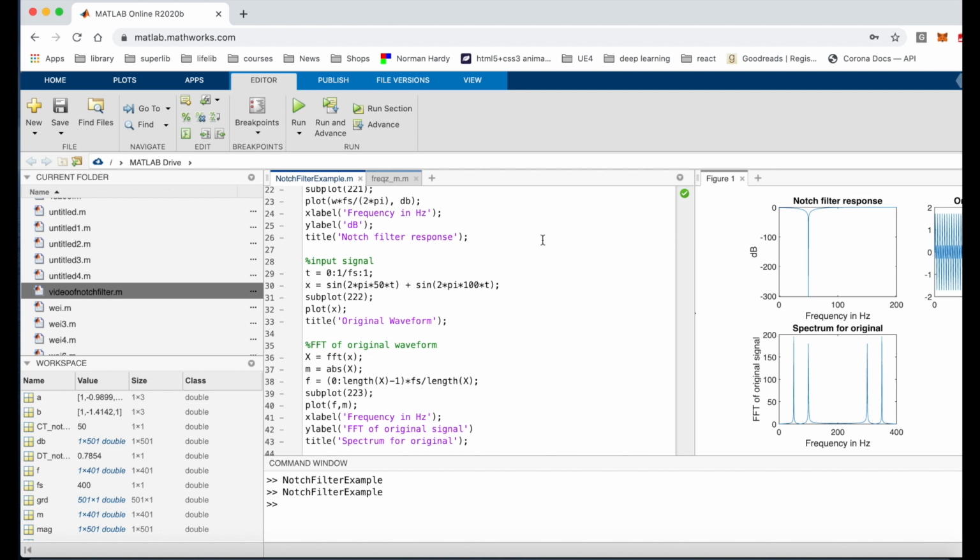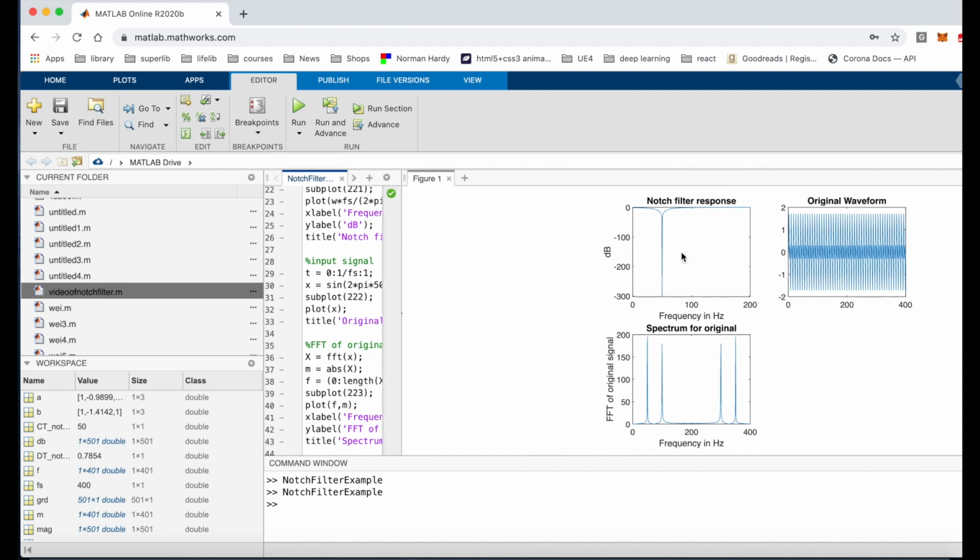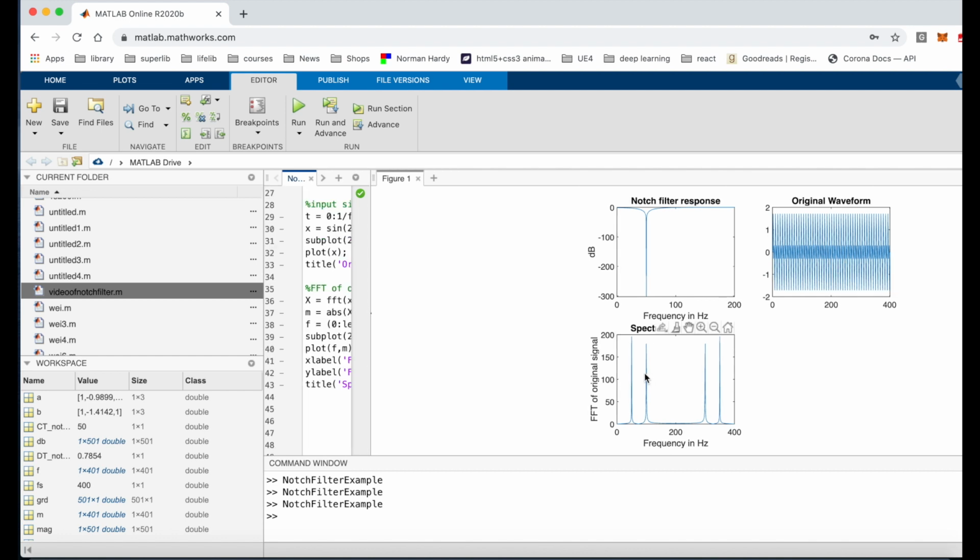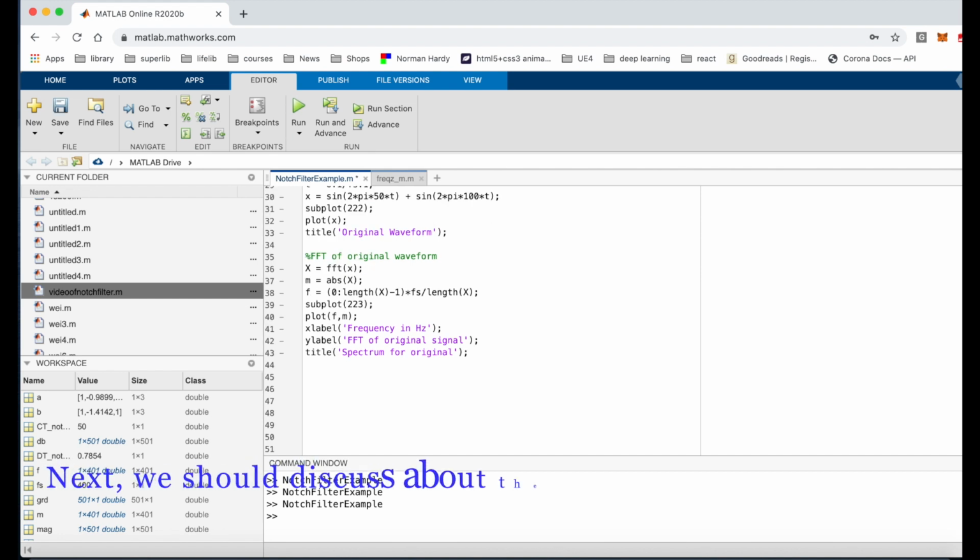We can see the first one is the notch filter response, and the second one is the original waveform in the time domain. And the third one is the spectrum for the original signal in the frequency domain. We can see that there are two frequencies. The first one is 50 Hz and the second one is 100 Hz. After we pass the notch filter, we just want to keep the 100 Hz signal and filter the 50 Hz signal. Next, we should discuss the output signal.